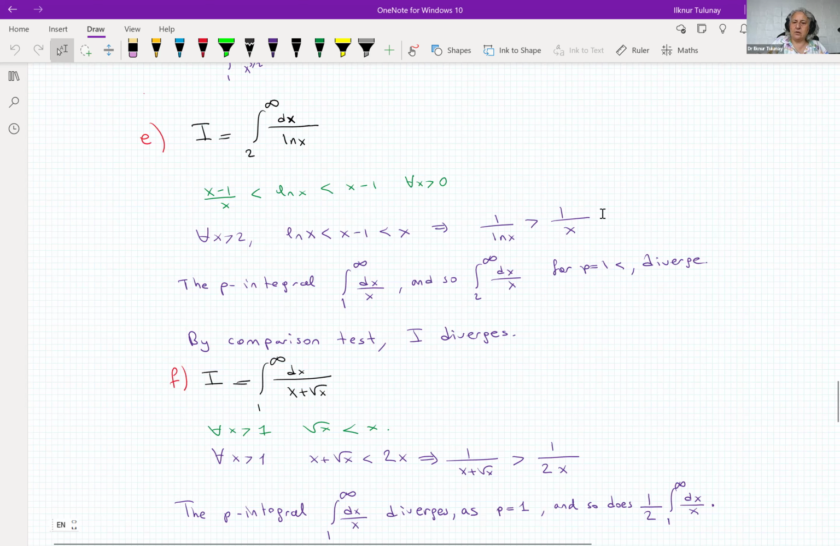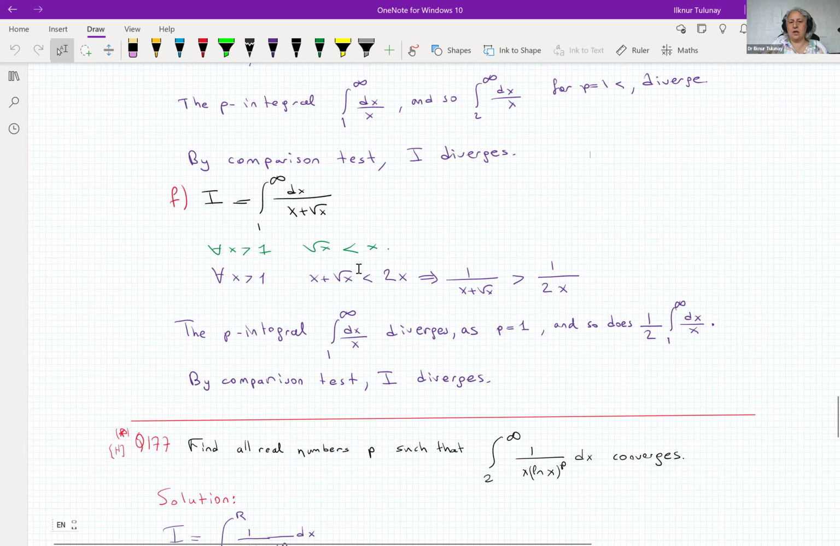Now the p integral for this one diverges because p is equal to 1. So this one diverges means that the inside one, right? This is the smaller one, this is the bigger one. The smaller ball explodes and the outside ball has to explode. So by comparison test, the integral diverges.